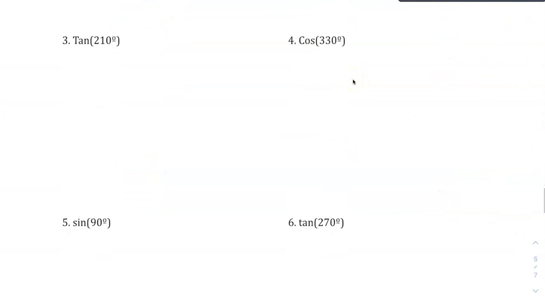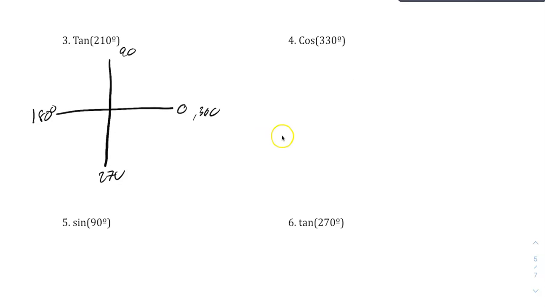Tan of 210, we can do some more. Right, so here's 0, here's 90. I'm going to go a little faster now. Here's 180, 270, 360. 210 would be somewhere between 180 and 270. So it'll be in here somewhere. So there's 210. Draw a right angle with the x-axis. Draw your reference angle. Figure how far apart they are. This is 210 and 180, so this should be 30 degrees.